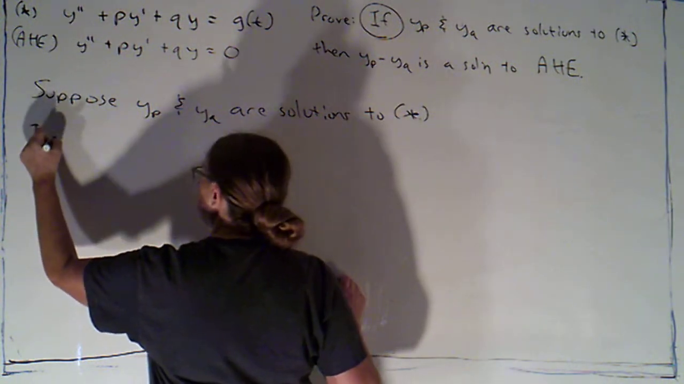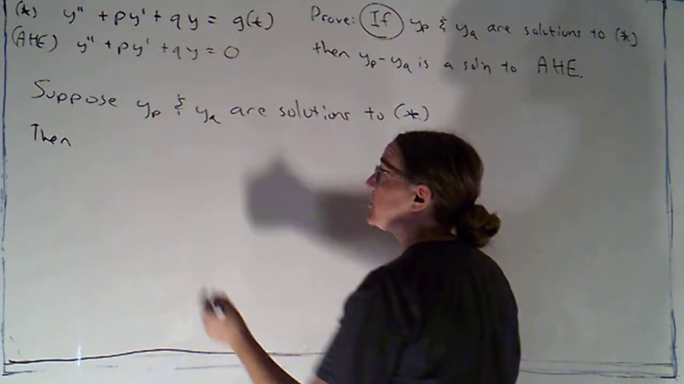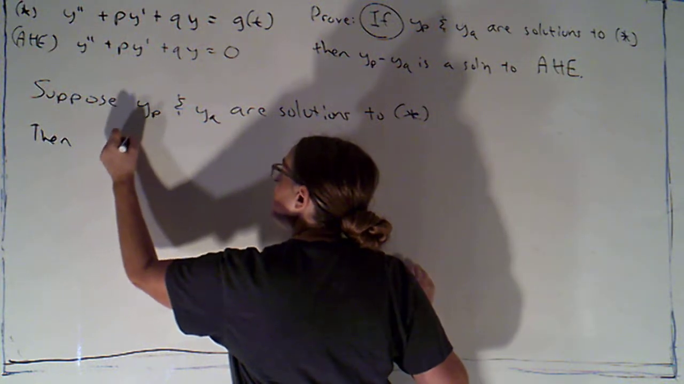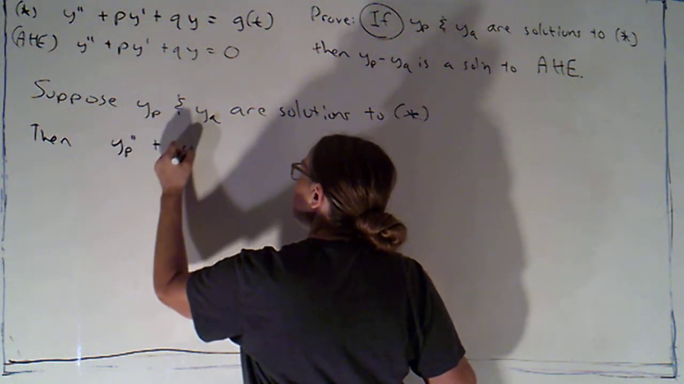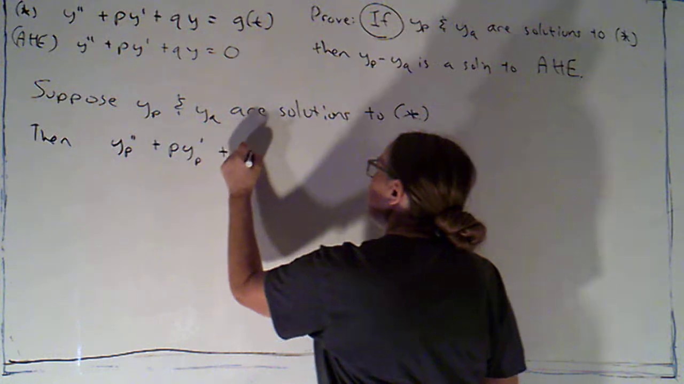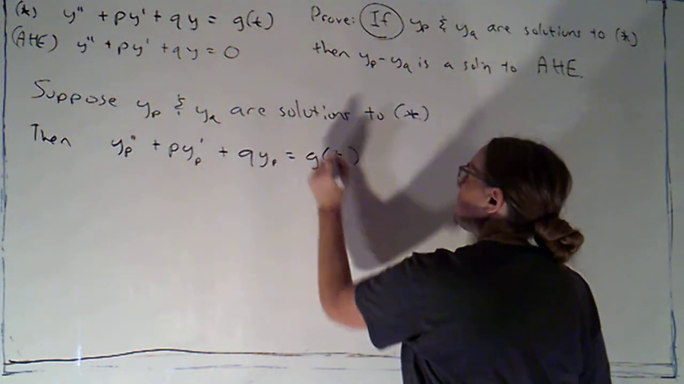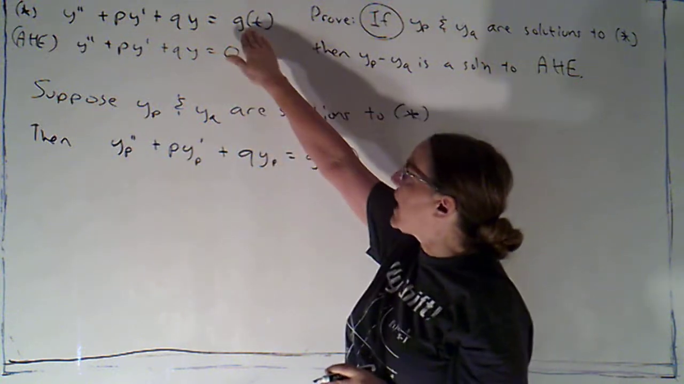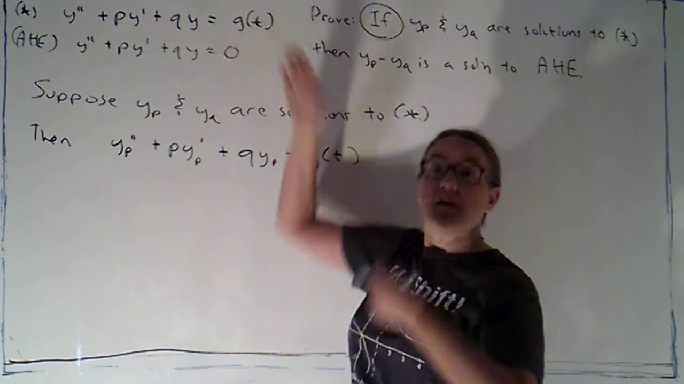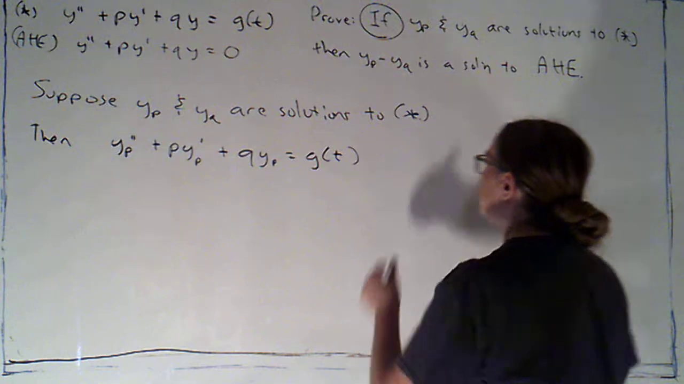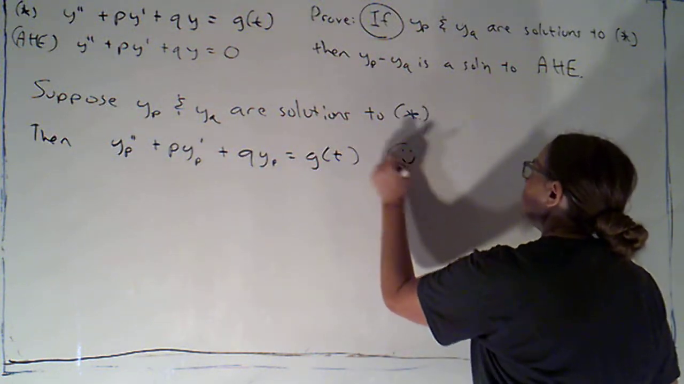Then, what does that tell me? I just want to spell out what it means to be a solution. I know that yp double prime plus p yp prime plus q yp is equal to g of t. In other words, if I plug yp into star, it works. I get a true equation. Let's call that smiley face.